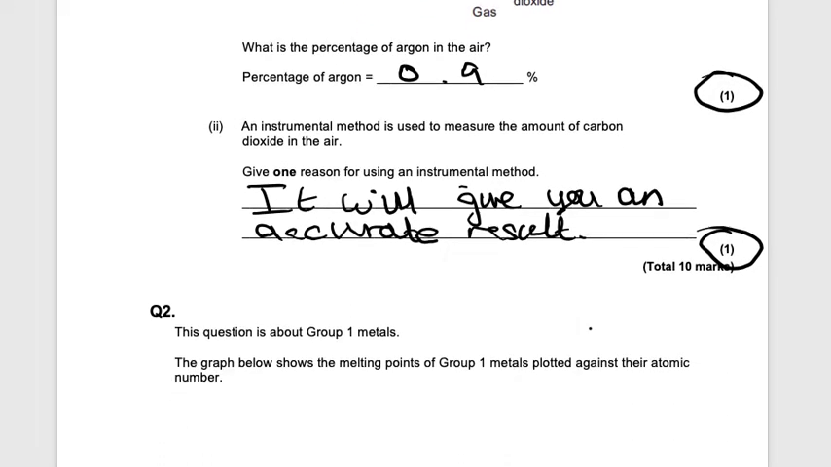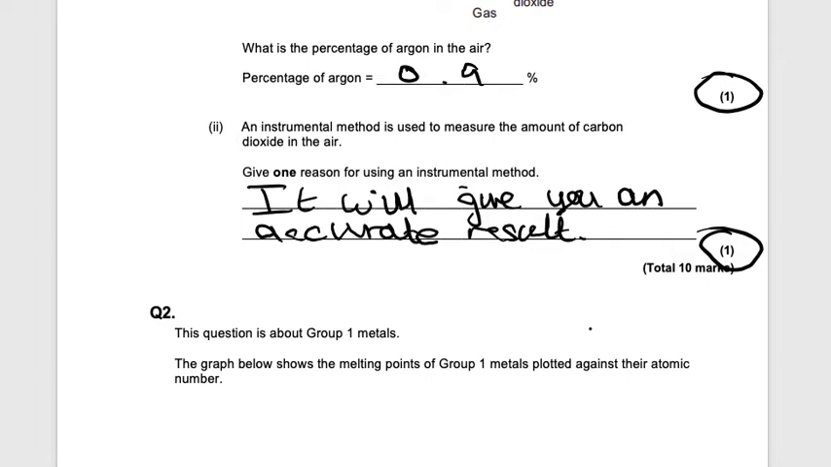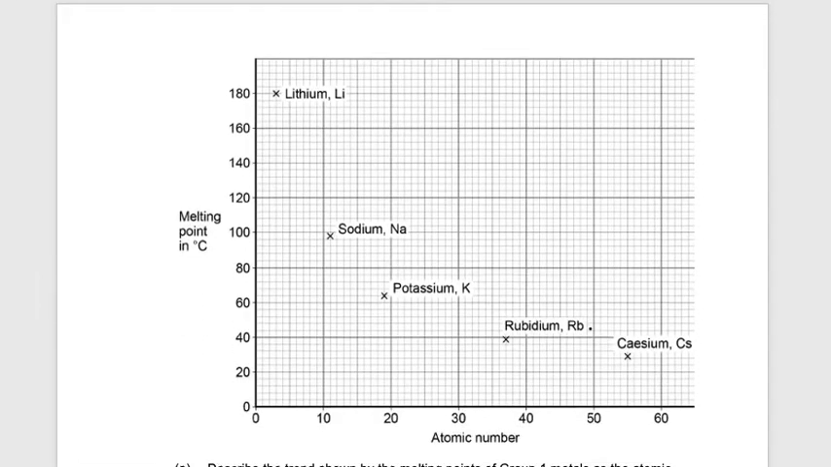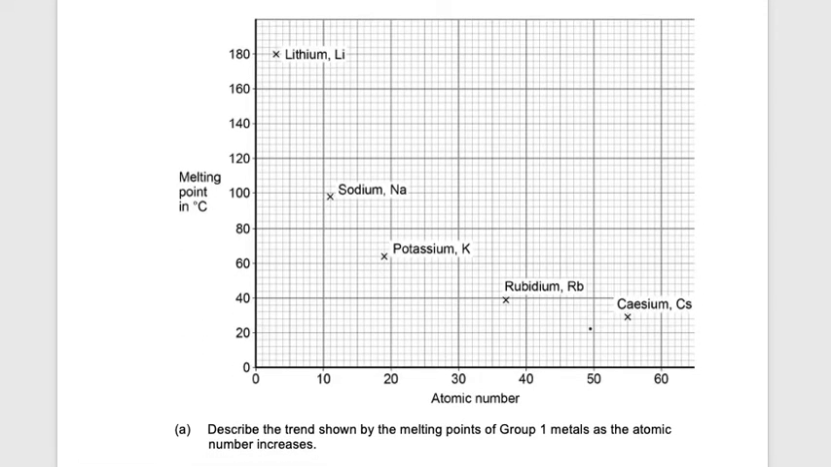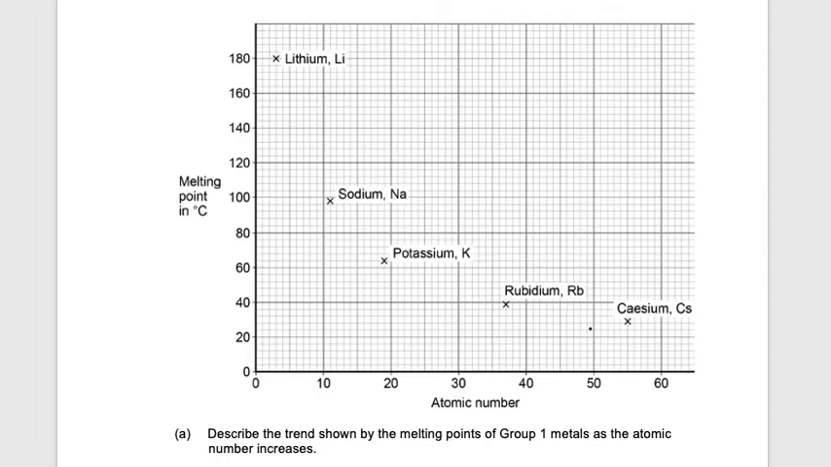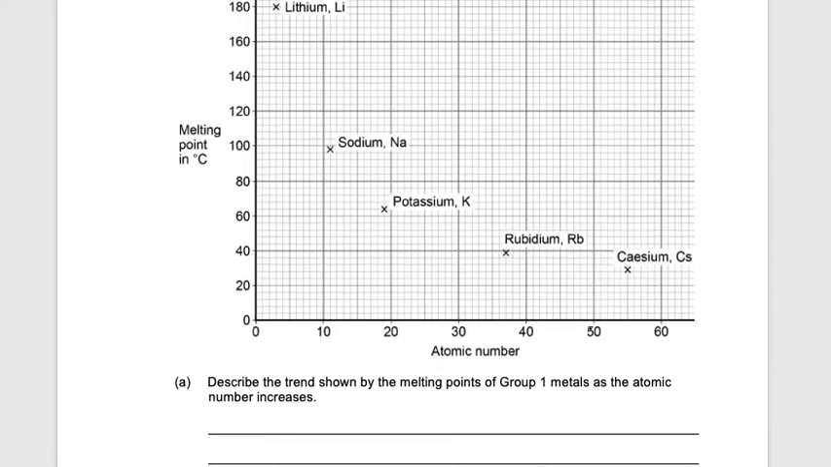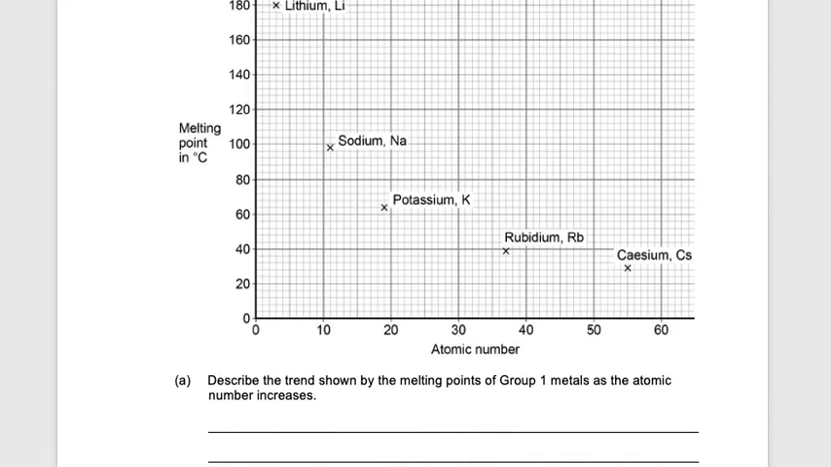Next question. This question is about group 1 metals. The graph below shows the melting points of group 1 metals plotted against their atomic number. And here we have the graph. Now it says describe the trend shown by the melting points of group 1 metals as the atomic number increases. So as we can see over here, as the atomic number increases, as we're getting larger, the melting point decreases. So cesium has the highest atomic number and the lowest melting point.